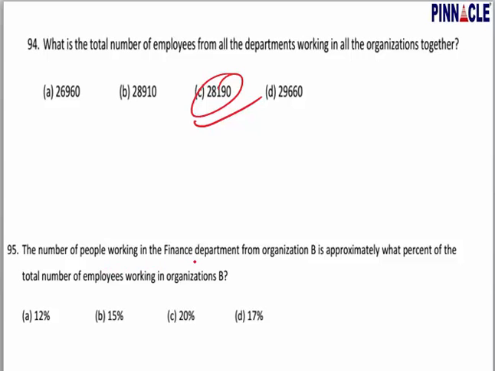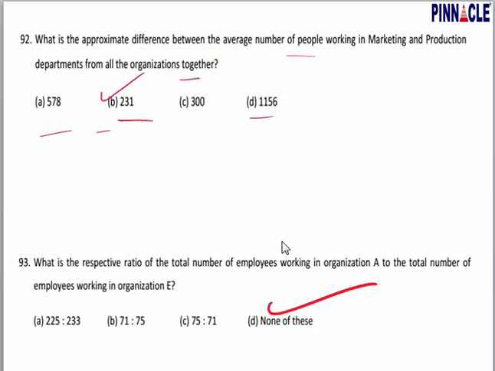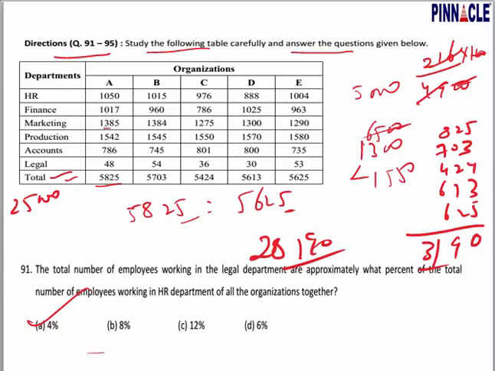The number of people working in the finance department from organization B is approximately what percentage of the total number of employees working in organization B? Total number of people in organization B. And the answer options are quite far away, reasonably far away. Let's see. Finance department total, and total number of employees as far as B is concerned.